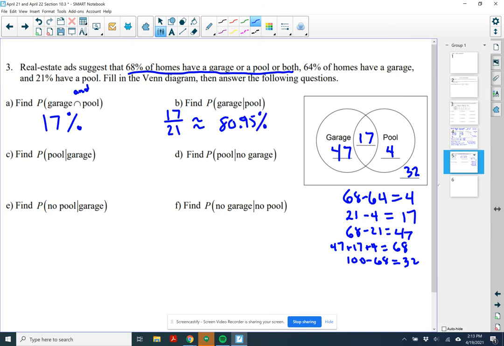Okay. Probability that they have a pool given that they have a garage, part C. So I look for the number that have a pool and a garage, and I divide by the total number that have a garage, or the probability. Probability that they have a pool and a garage is 17%. Probability that they have a garage is 64%. And if we want a decimal for that, we grab our calculator, we do 17 divided by 64, and we have 26.56%.